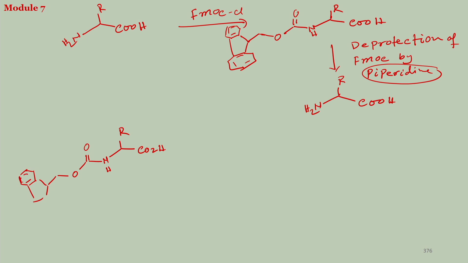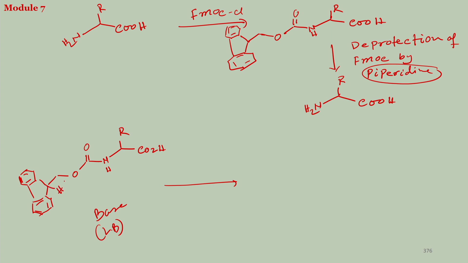Double bond here, here is another double bond, here is another double bond, there is another double bond. So, it is an aromatic system, a fluorene system. So, in presence of base, Lewis base actually, this is LB.